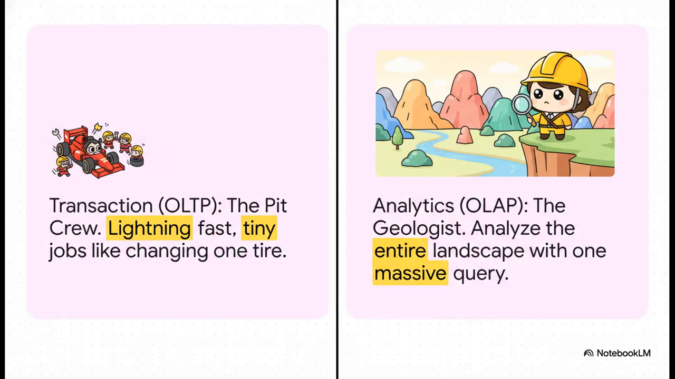Okay, let's just dive right in with a great analogy. Think about it like this. On one side, you've got a Formula One pit crew. Their whole job is transactional. It's all about ultra-fast, super precise operations on one single thing. Get in, change the tires, get out. Fast. On the other side, you have a geologist. Their job is analytical. They're surveying a huge, vast landscape looking for really broad patterns. Now, these two jobs need completely different tools, and it's the exact same story with databases.